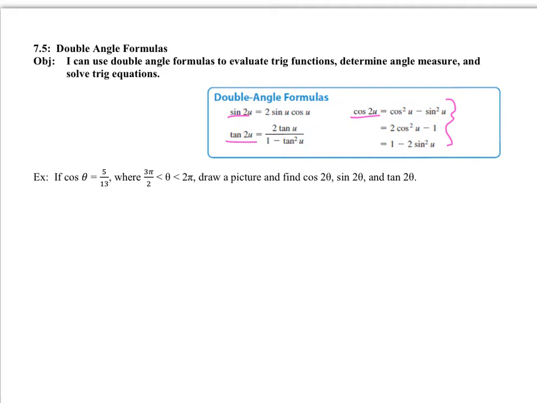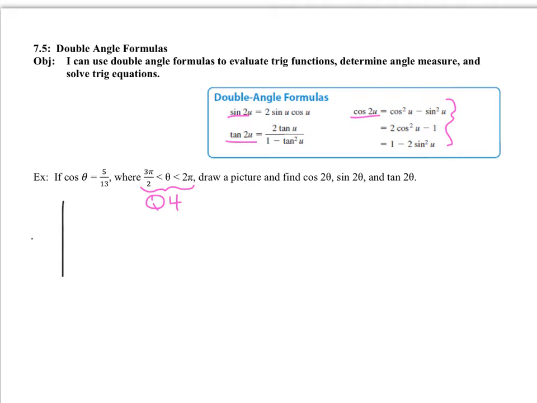If cosine theta is equal to 5/13 and theta is between 3 pi over 2 and 2 pi, draw a picture and find the three double angle formulas. When you're asked to draw a picture, the first thing you want to do is use your given information to determine the quadrant you're in. If your angle is between 3 pi over 2 and 2 pi, you're going to be in quadrant 4. Let's go ahead and create a triangle in that quadrant.